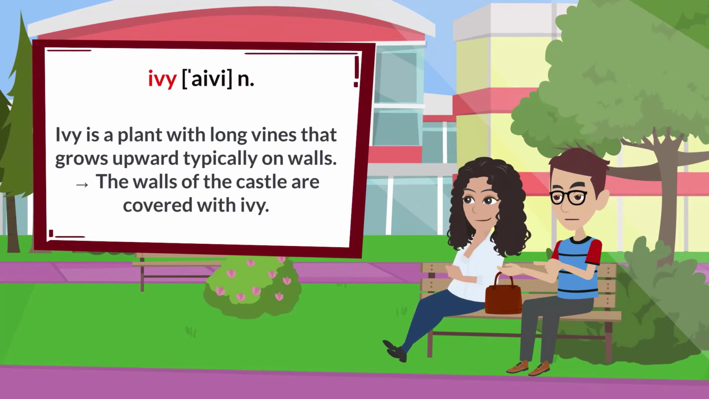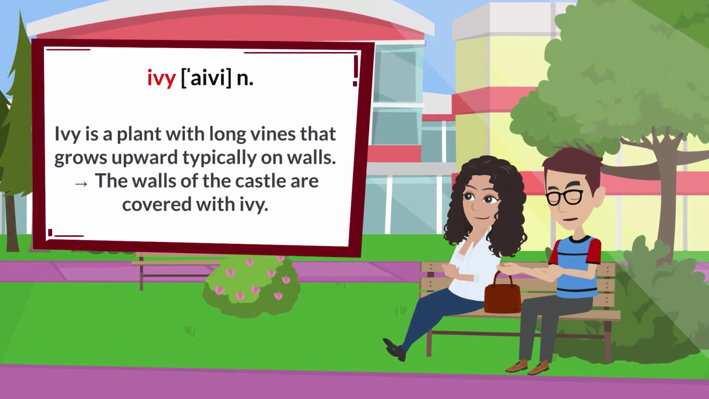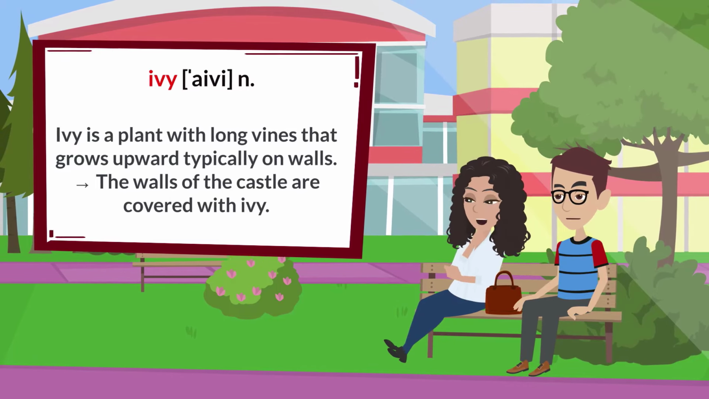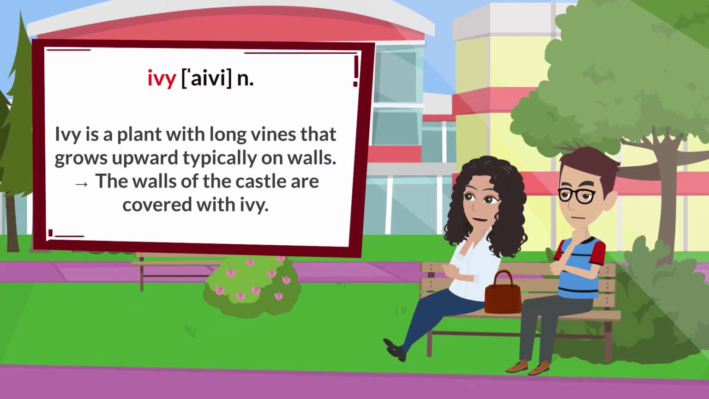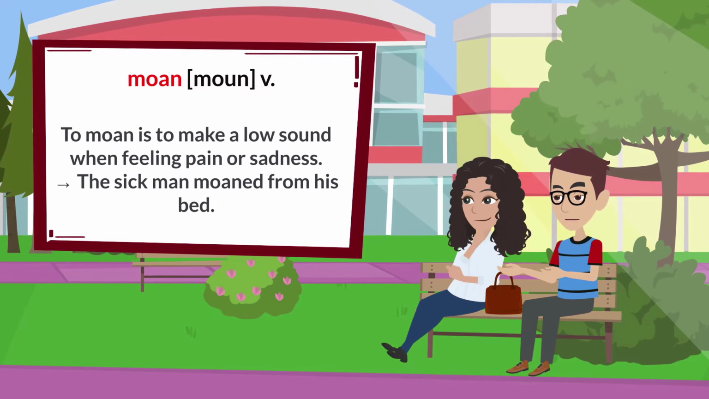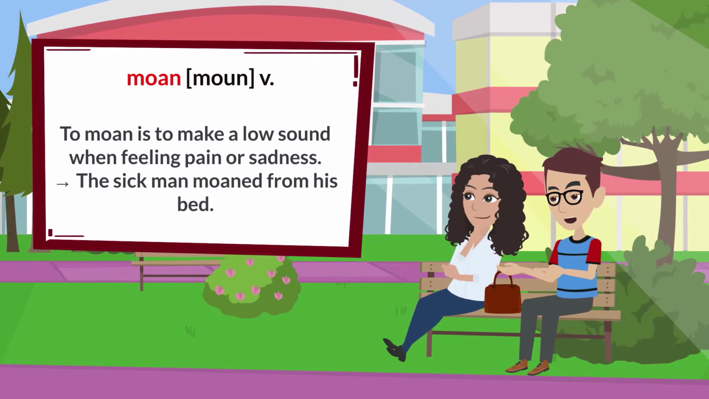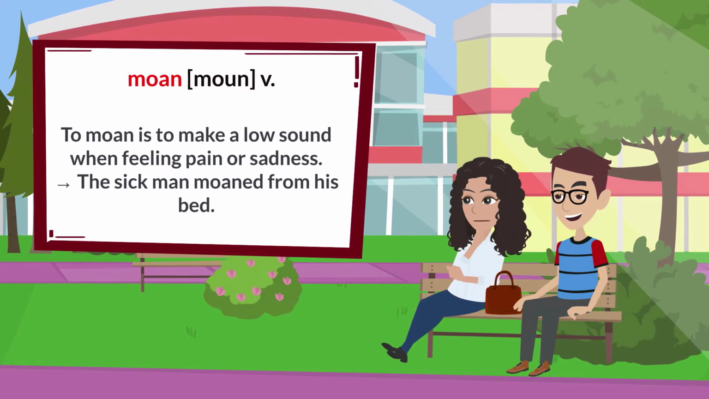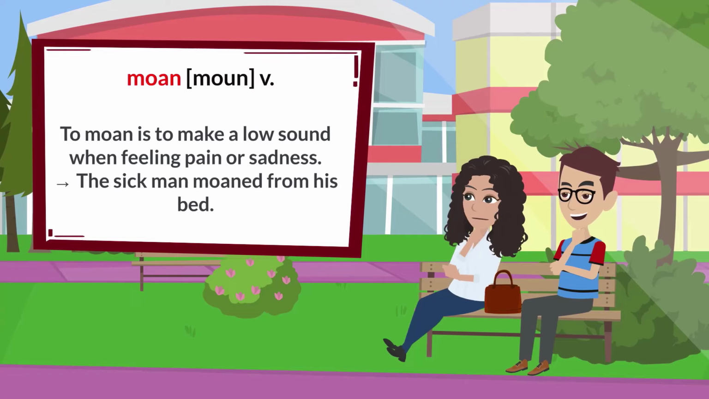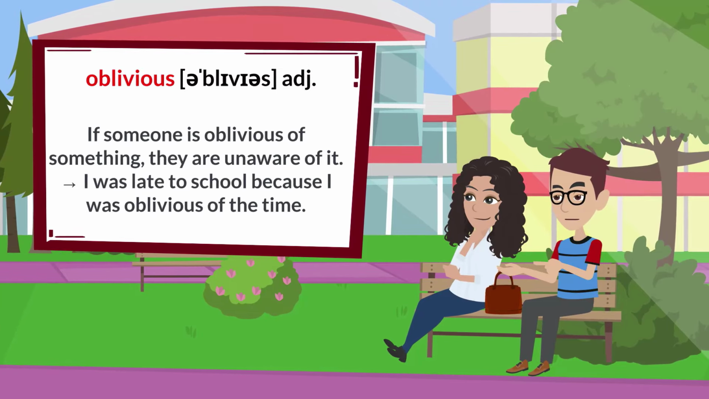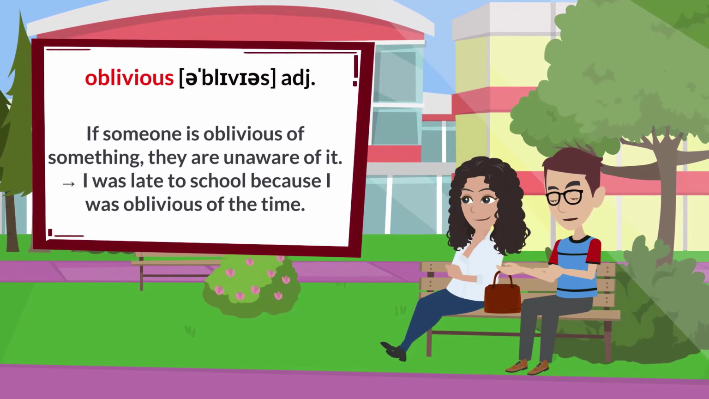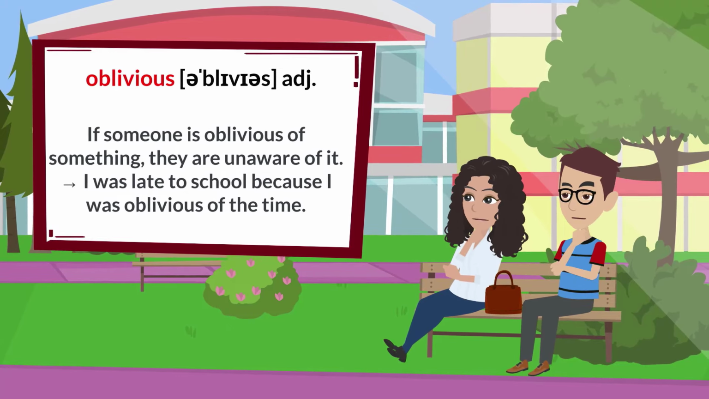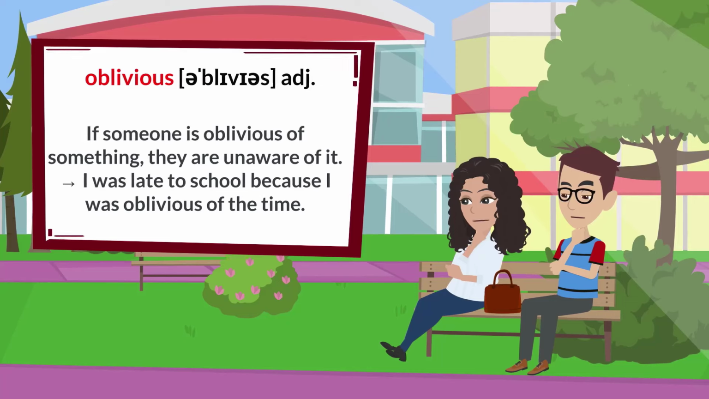Ivy. Ivy is a plant with long vines that grows upward, typically on walls. The walls of the castle are covered with ivy. Moan. To moan is to make a low sound when feeling pain or sadness. The sick man moaned from his bed. Oblivious. If someone is oblivious of something, they are unaware of it. I was late to school because I was oblivious of the time.